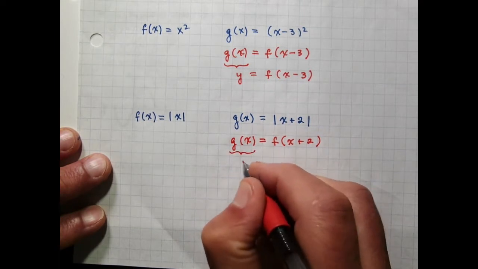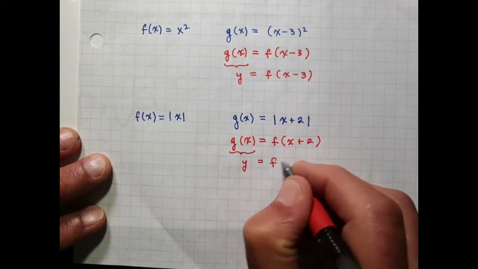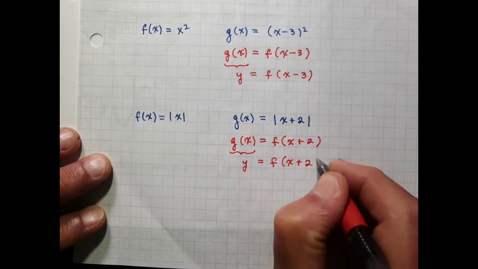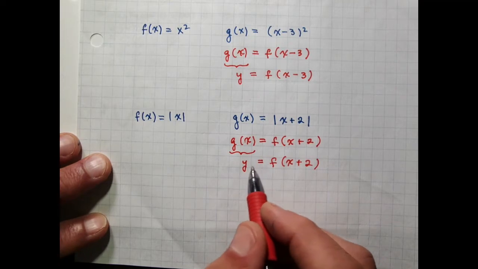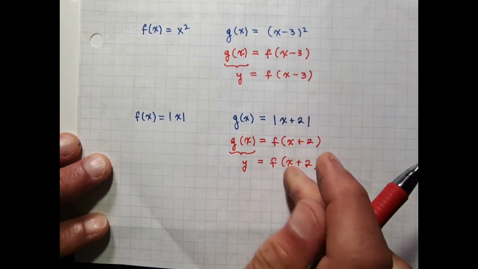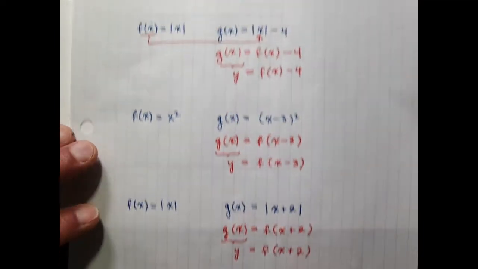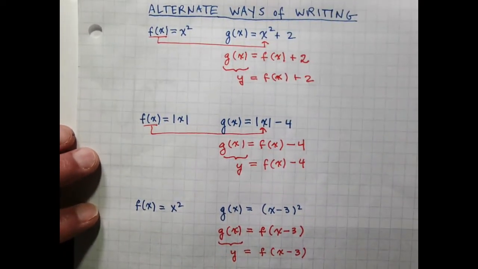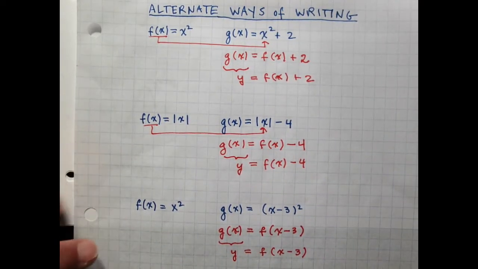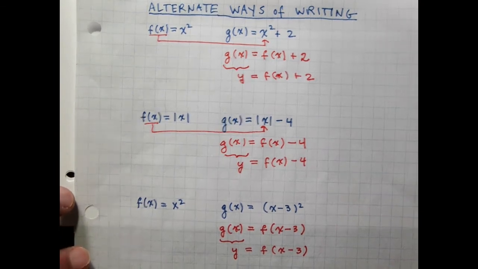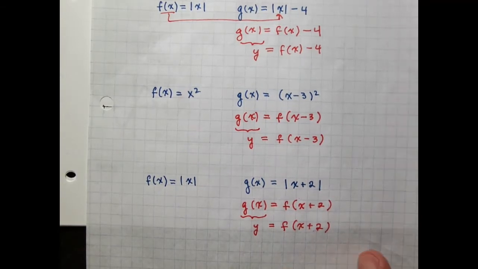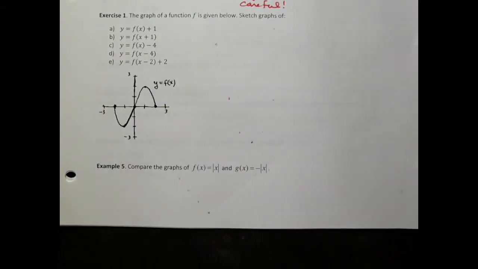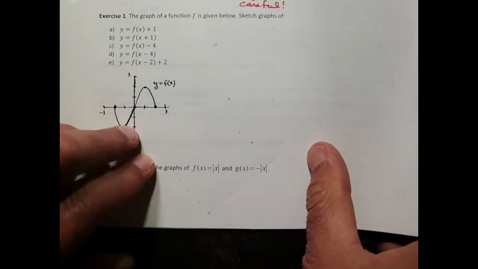And again, sometimes people will just write y for g of x and just write f of x plus 2 in parentheses to describe the new function. So the three on the right mean exactly the same thing for each one of these situations. Unfortunately, we have too many ways of saying exactly the same thing. Okay, so let's go to the exercise, sorry, not the homework, but the exercise.